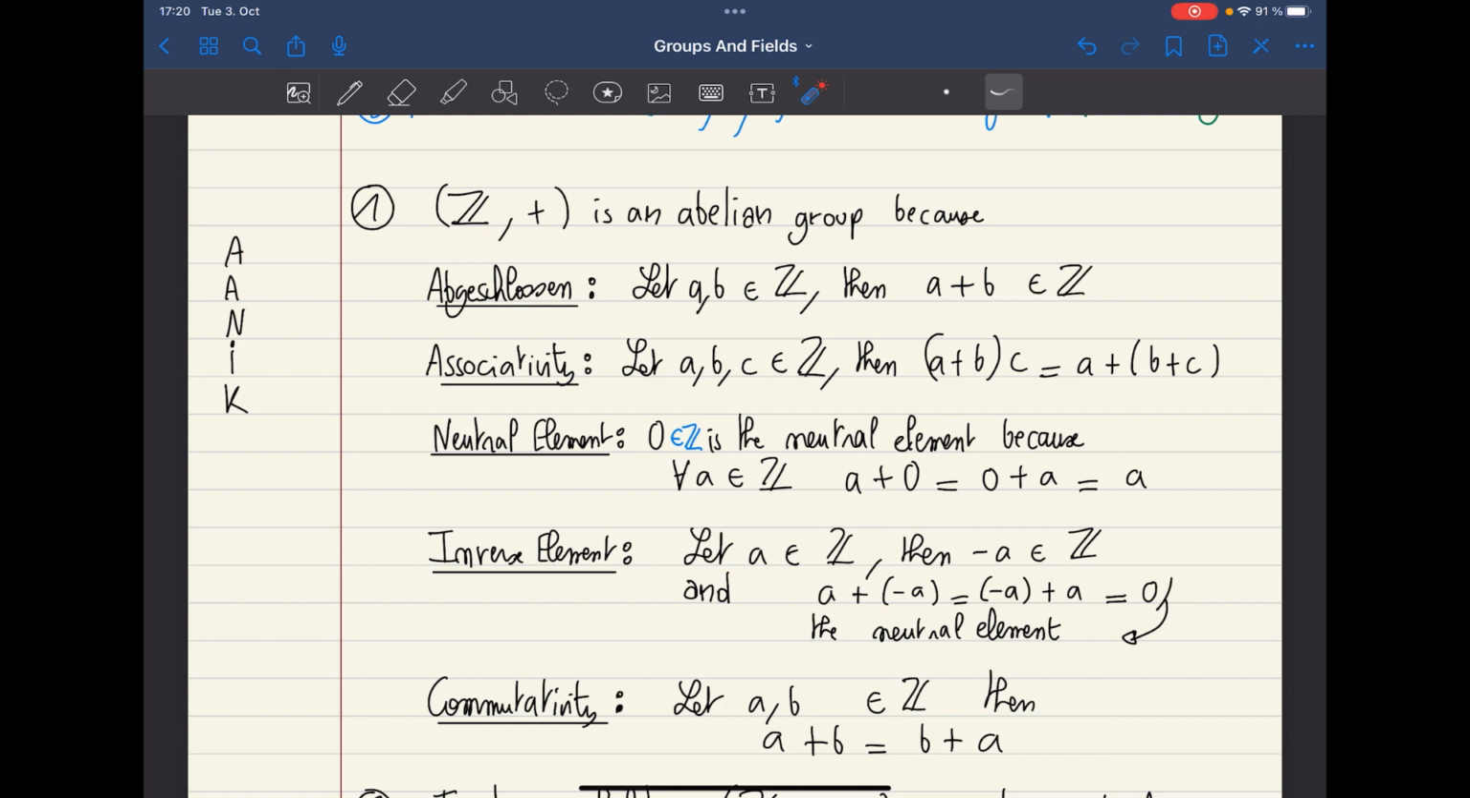For the associativity, I have this, and this comes from the associativity for plus, so I cannot write more either. For the neutral element, careful to write that this 0 is from the set. It's the neutral element of the set, because for all a in the set, when you add it, it doesn't change anything. A plus 0 is equal to 0 plus a is equal to a. The inverse element, it's the inverse element for plus, which is minus a. This is the way I write it. And for the commutativity, it comes from the commutativity of plus, so we cannot write more than that for now.